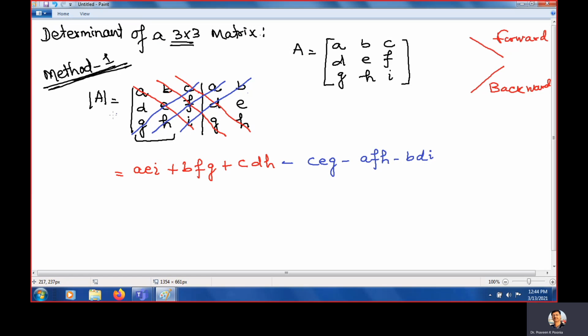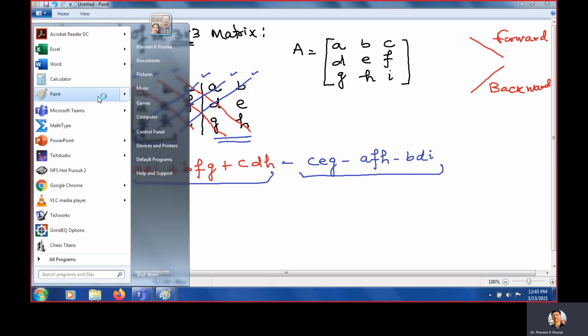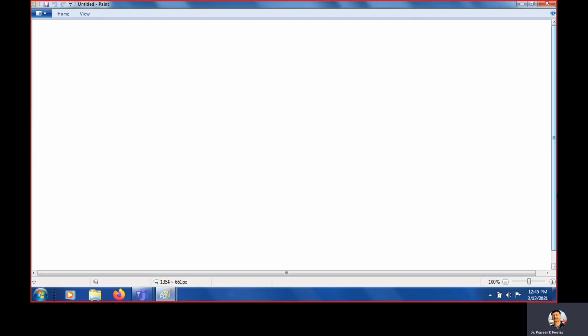Clear? Very simple. You need to copy these two columns again. Mark 3 forward diagonals, then mark 3 backward diagonals. Forward diagonal means plus, backward diagonal means minus. Find the value, and that will give you the solution of a 3 by 3 order determinant.